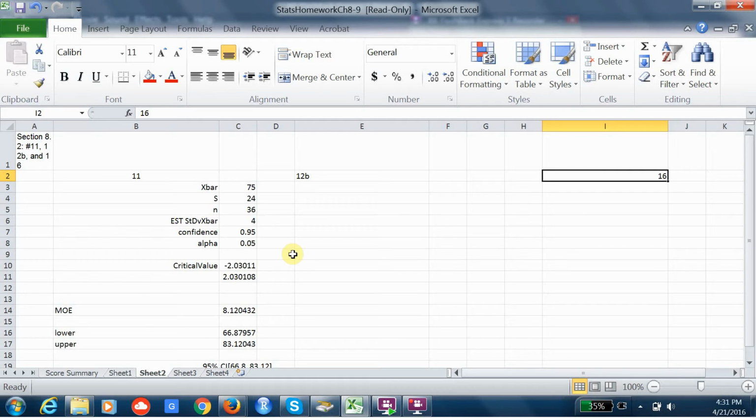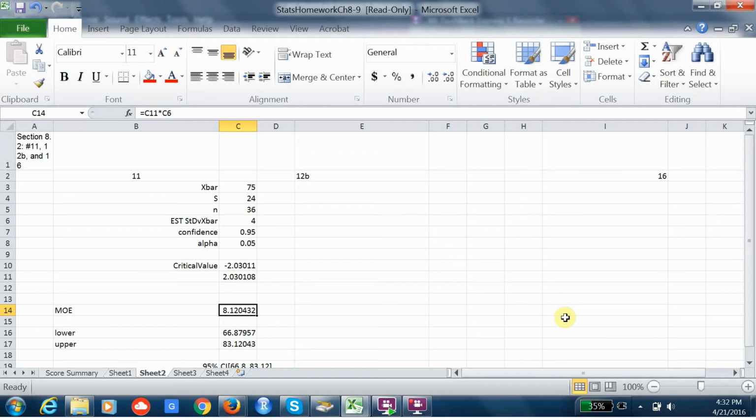Okay, so now we're looking at section 8.2. All right. So let's see. Problem 11, we're computing another confidence interval. Of course, the difference here now is that we're using the t-distribution, right? And we have n minus 1 degrees of freedom. That looks good. The margin of error is the critical value times the standard deviation of x bar, which is exactly that. And then we just add and subtract that. Very good.